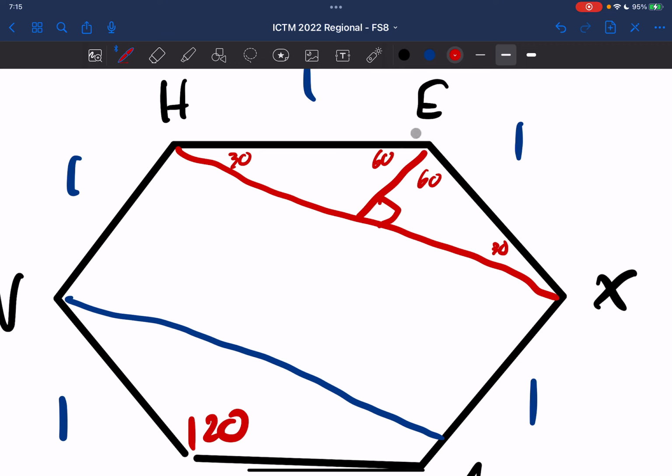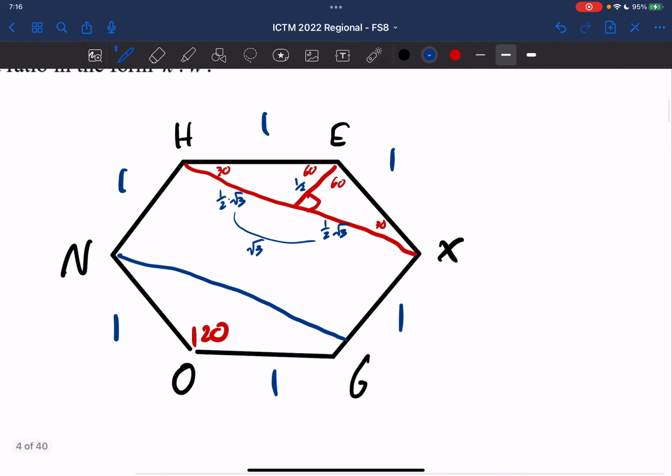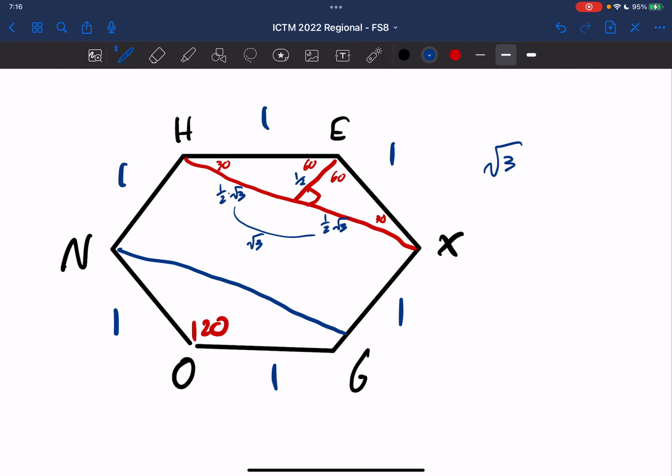So that means the short side is 1/2, and then each of these is 1/2 times the square root of 3. So you have 1/2 times the square root of 3. So altogether, their length is square root of 3. So if I want the ratio, then this is in the ratio of square root of 3 to 1. So that is our ratio.